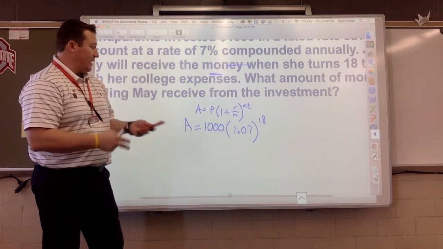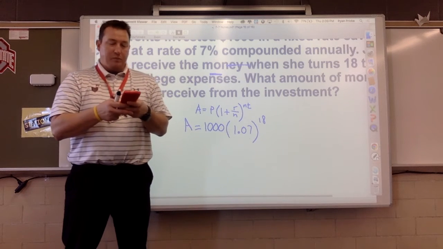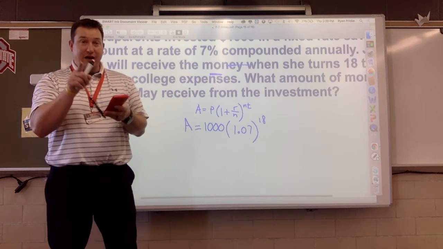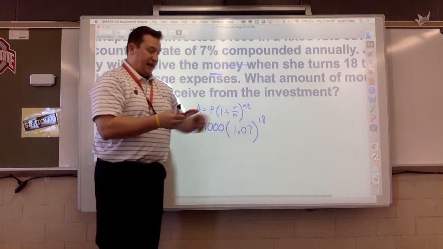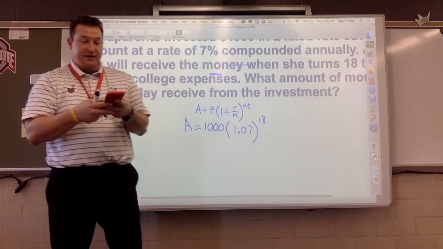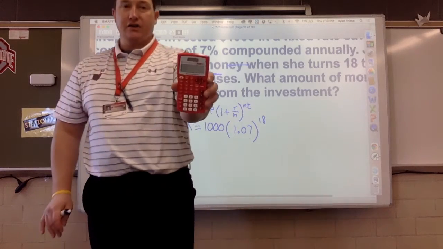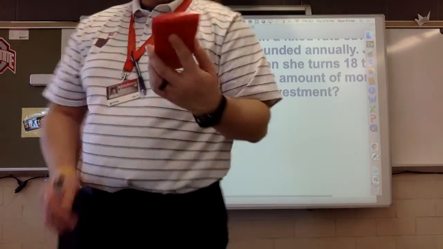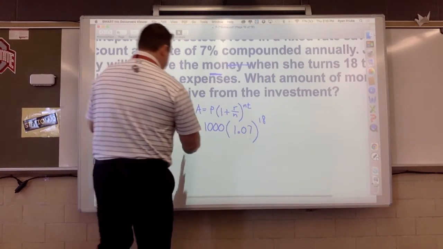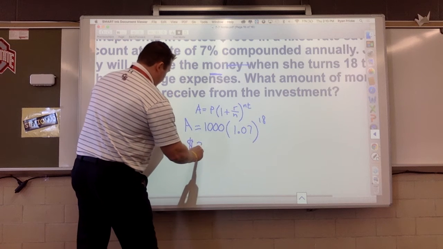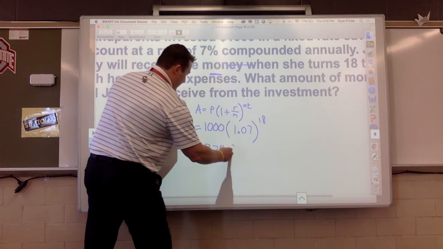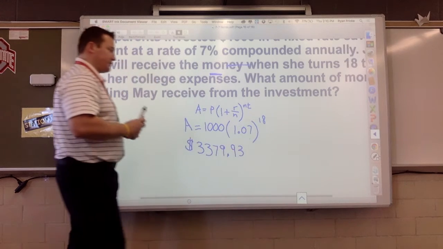So we take our initial amount, 1,000. We're going to go 1.07. No, I just typed in 1.7. Be careful what you type in. To the 18th power, because that's 18 years. And this is how much that $1,000 is worth in 18 years. So it is worth $3,379.93.